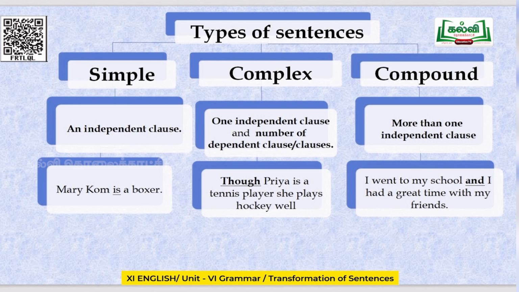Now, what is a compound sentence? A compound sentence will have more than one main clause. So, I said earlier, two main clauses will be combined by a coordinating conjunction. Now, if you have more than one main clause, this sentence is called a compound sentence.